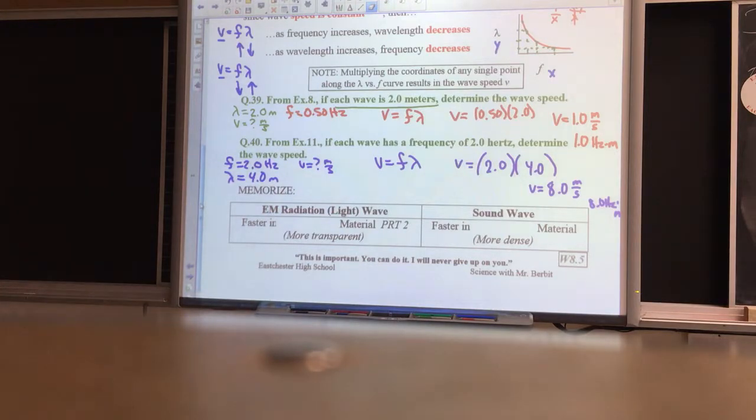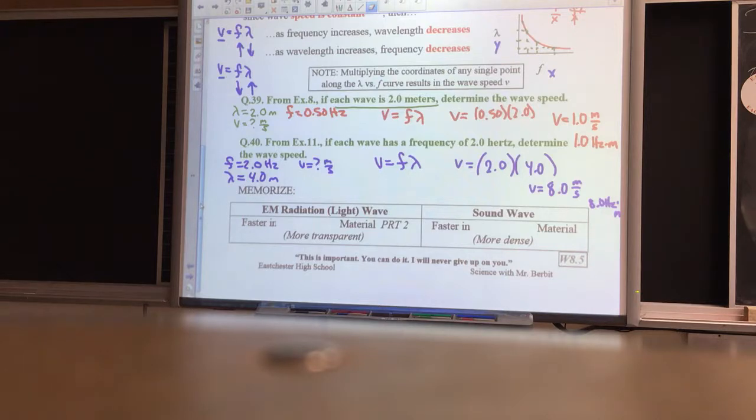Now there is a little memorize bar down here. Where would you expect light to go faster? Well, I'll give you a hint. Light actually is a disturbance or a wave in the electromagnetic field. Do you need matter or mass in order to have the electromagnetic field? No, it exists in space.